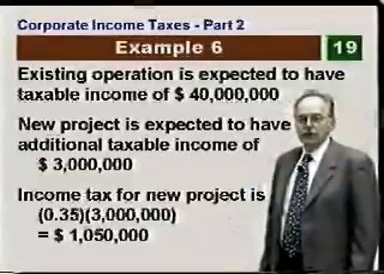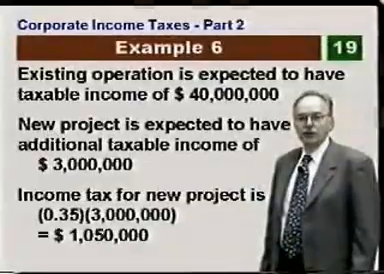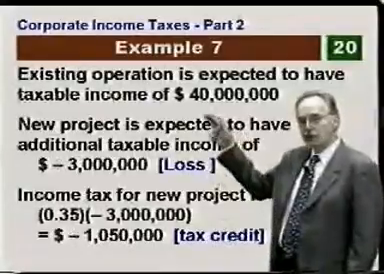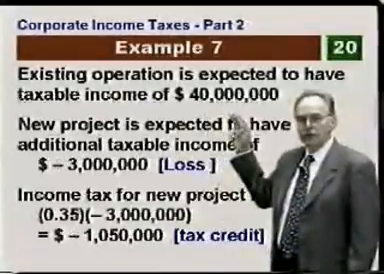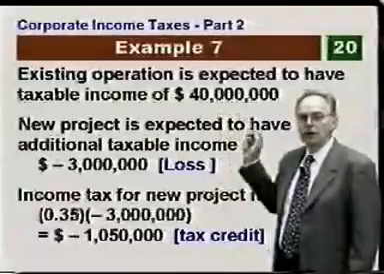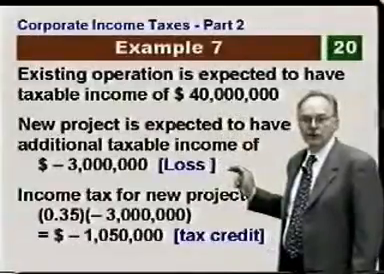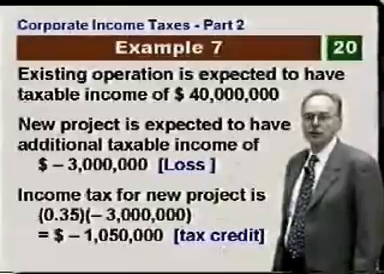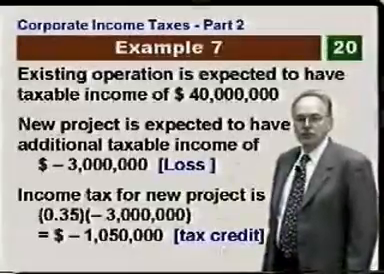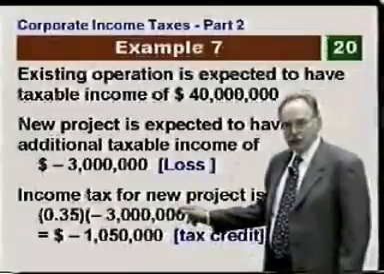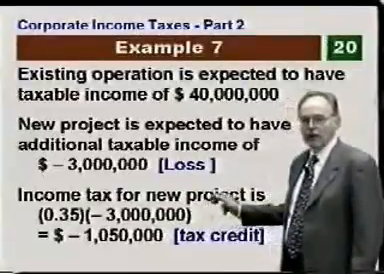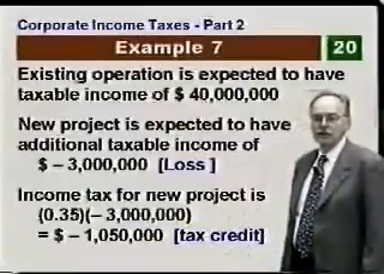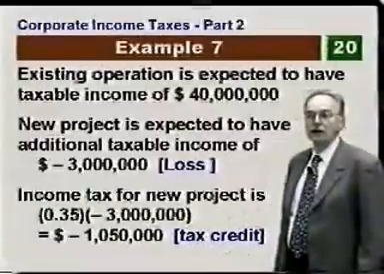The tax rate works for both negative and positive changes in taxable income. So in example 7, we'll take the same situation where originally we might have a taxable income of $40 million, but now we have additional taxable income that's negative $3 million, in other words, a loss from this particular project. Then the income tax for this new project can be computed algebraically in the same way. But now we have a negative number here that results in a negative tax for this project, in other words, a tax credit.